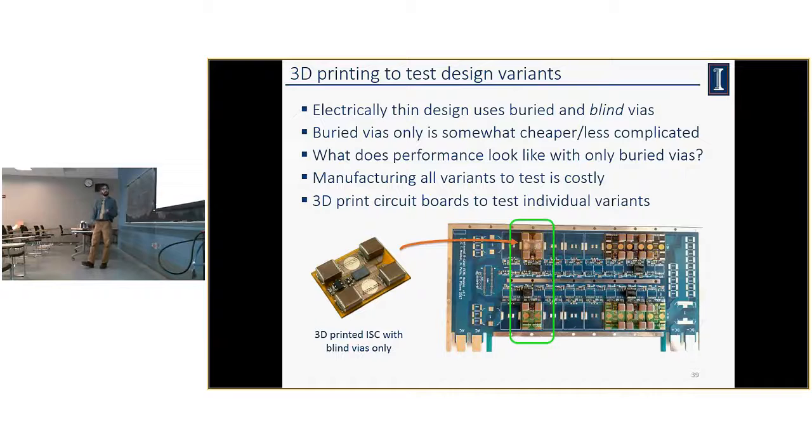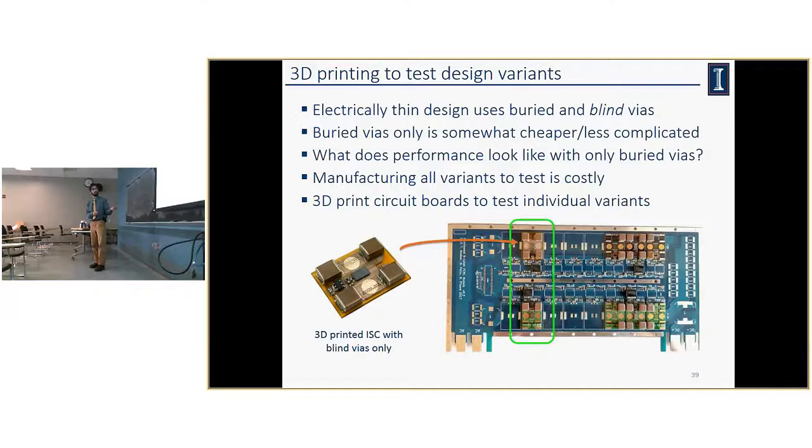Well, rather than doing a full manufacturing spin on this hardware, we decided to use 3D printing to quickly evaluate this new topology. And this is promising because in the future, this could allow us to just 3D print individual variants and test it that way. So on the same converter, I call out the 3D printed switching cell, and we want to see how that compares to the electrically thin cell.